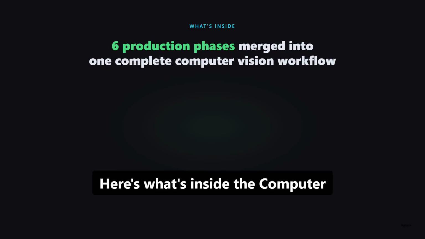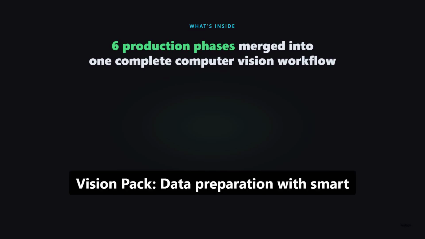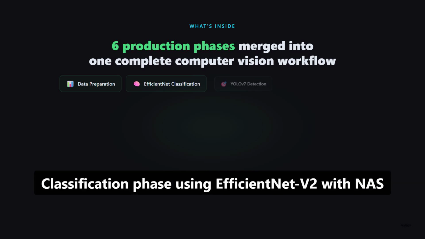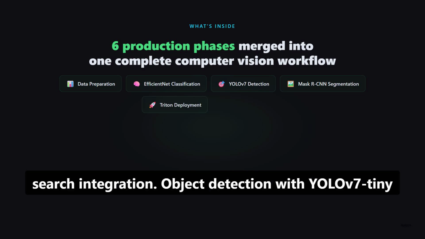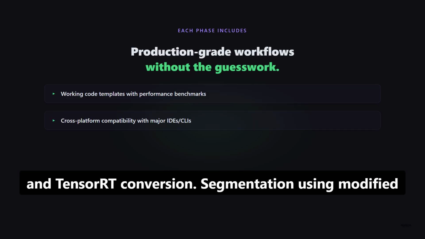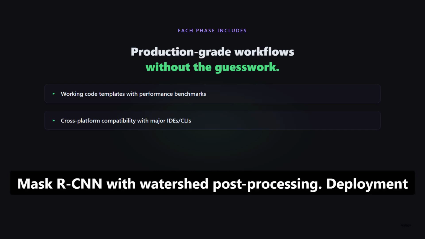Here's what's inside the computer vision pack. Data preparation with smart chunking strategies that auto-balance class distributions. Classification phase using EfficientNetV2 with NAS search integration. Object detection with YOLOv7 Tiny and TensorRT conversion. Segmentation using modified Mask R-CNN with watershed post-processing.